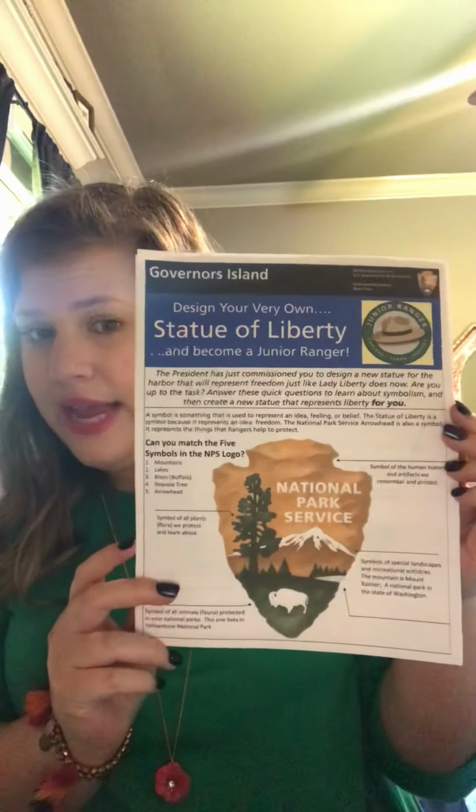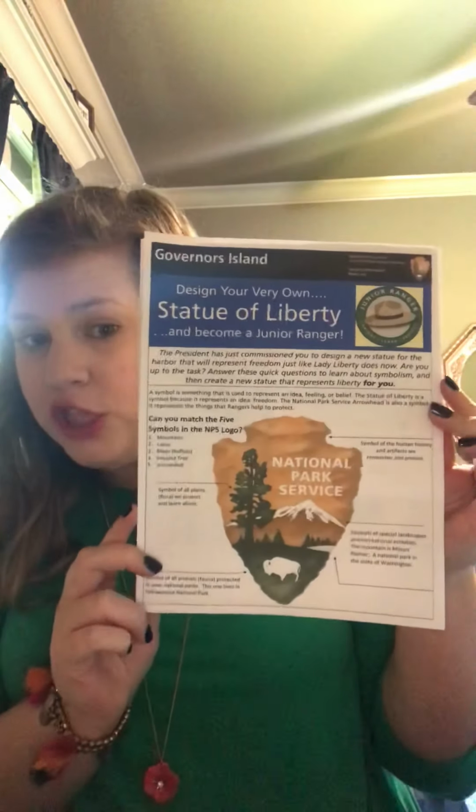So let's see. I have looked up, this is from a website, but I went ahead and printed it out so it will be easier for me to show it to you guys. This is the National Park Service, the Governor's Island. The heading of this website says, design your very own Statue of Liberty and become a junior ranger. So that's pretty interesting, but that's not the part that we're going to look at. Over on the next page, it says, like the National Park Service arrowhead, which is right here. This is a National Park Service arrowhead.